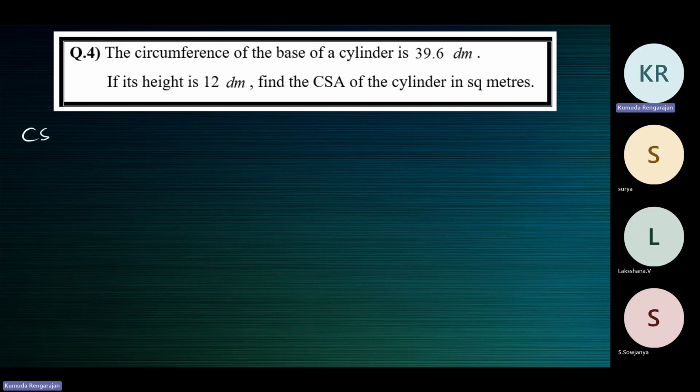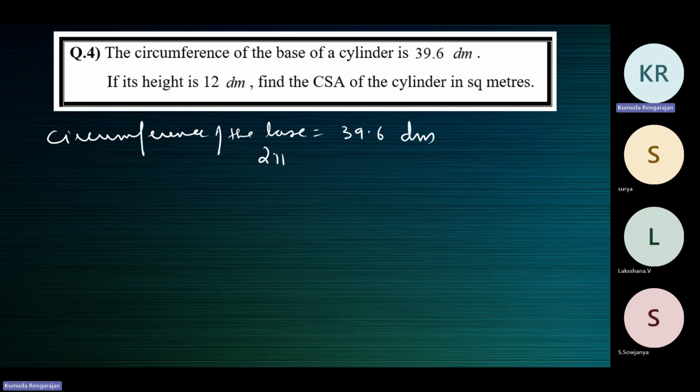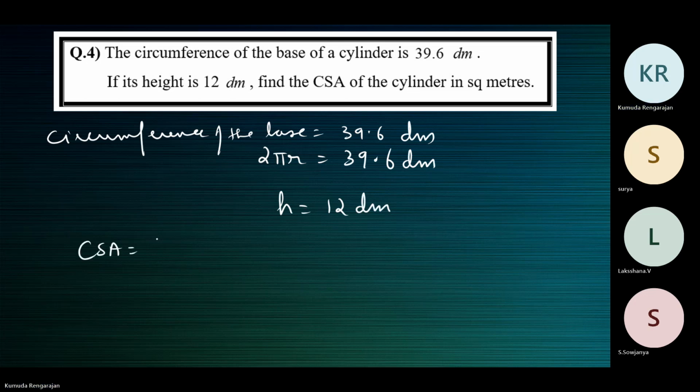So CSA of the cylinder. What is given to us is the circumference of the base. Circumference of the base is equal to 39.6 decimeter. That means 2 pi r is equal to 39.6 decimeter. Height is equal to 12 decimeter. Now CSA formula is 2 pi r h. 2 pi r is 39.6 into h is 12. Whatever is the product, I'll just see the product here.